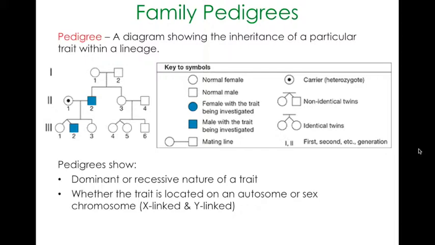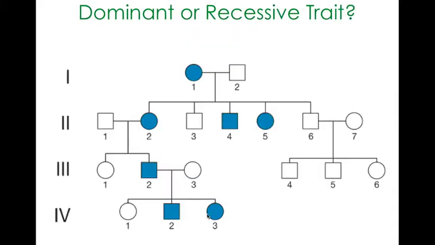Now, what do pedigrees tend to show? If we look at family history, pedigrees show the phenotype, and so we can determine the dominant or recessive nature of a trait from its appearance throughout the family line. We can also figure out whether the trait is located on an autosome or on a sex chromosome, whether it's X-linked or Y-linked, depending on whatever that trait is.